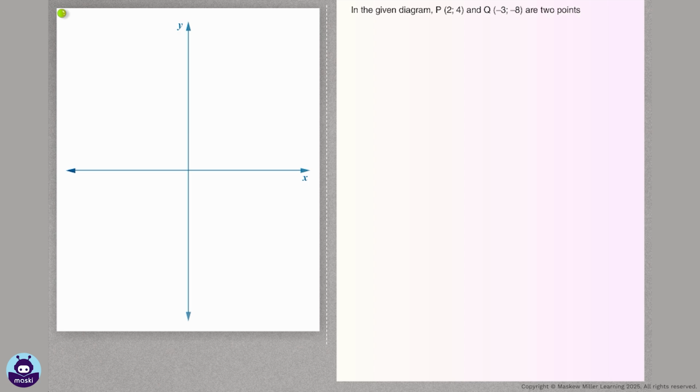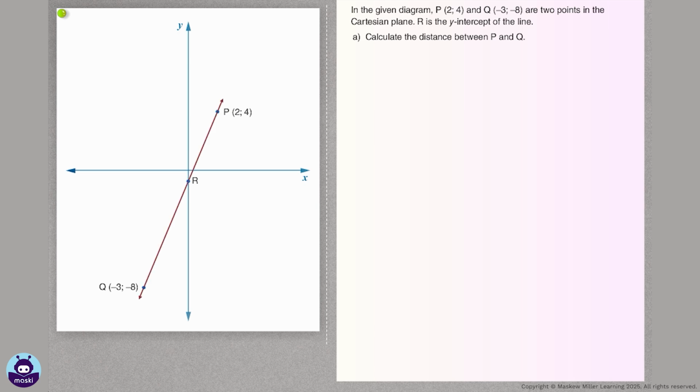Example 2. In the given diagram, P(2, 4) and Q(-3, -8) are 2 points in the Cartesian plane. R is the y-intercept of the line. Calculate the distance between P and Q. Determine the gradient of PQ.